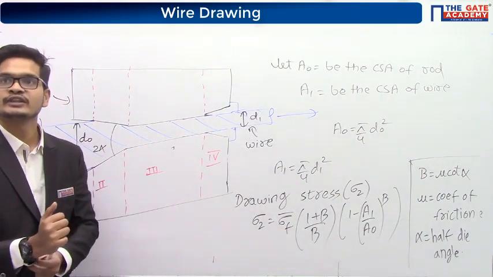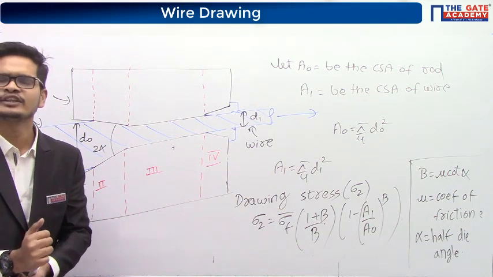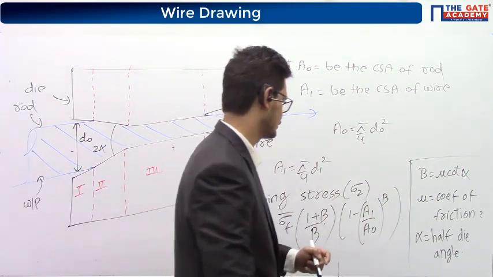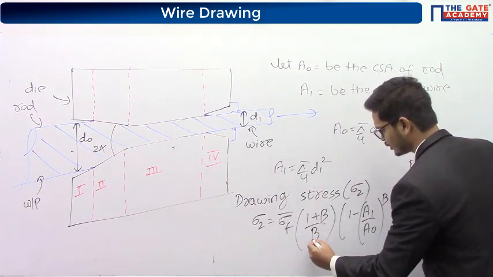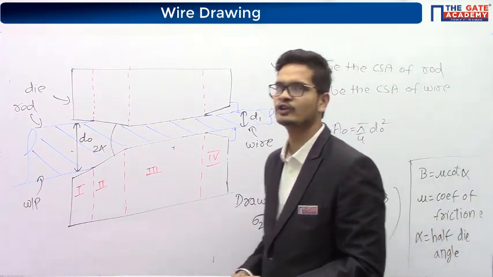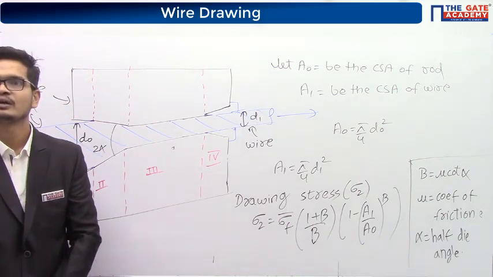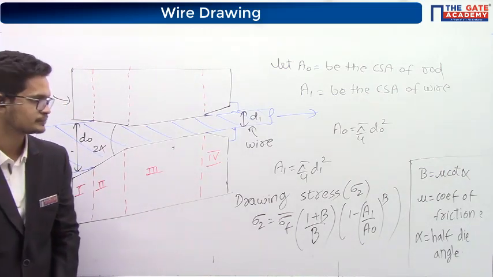Saurav is asking, sir, is this beta or B? This is B. It does not matter whether it is beta or B. Okay? It is just a notation. If you want, you can use beta. If you want, you can use B. I'm using B.